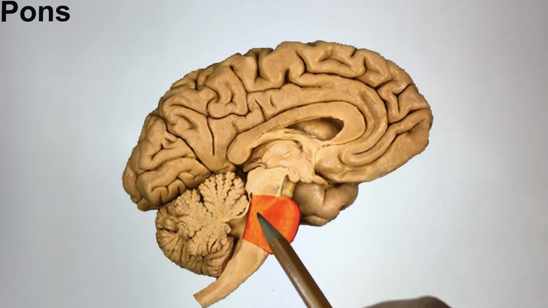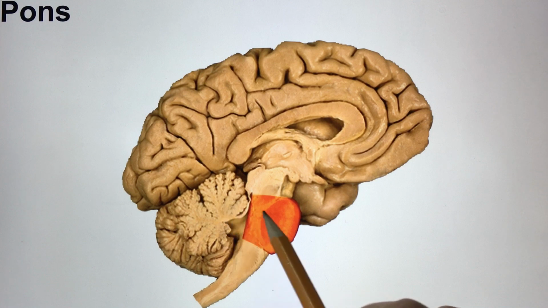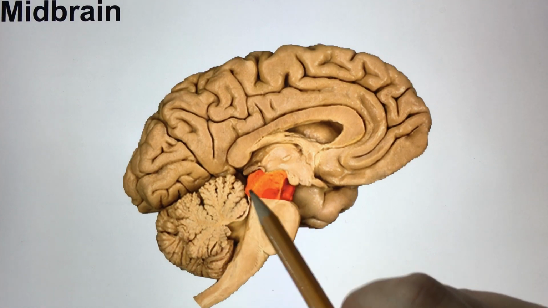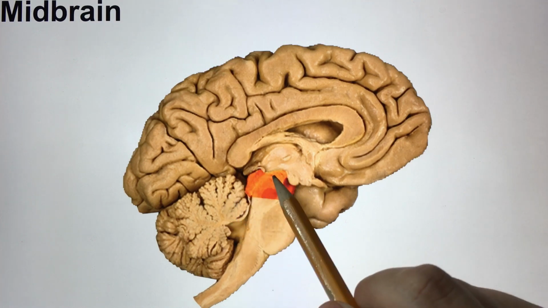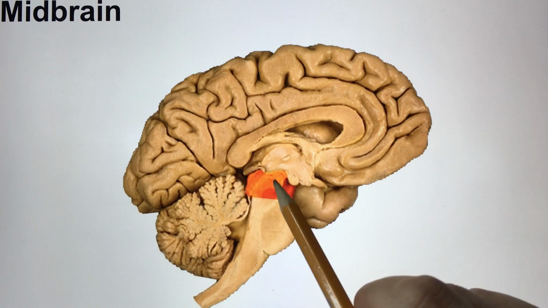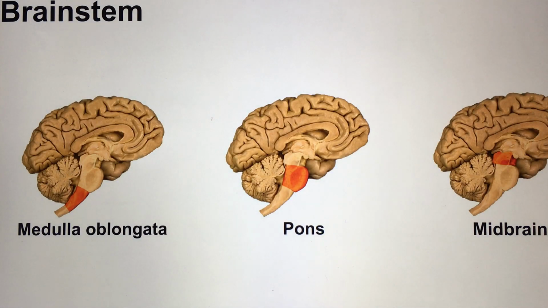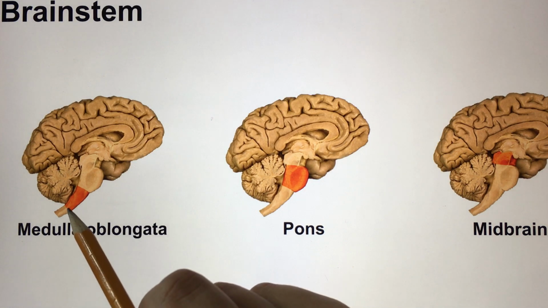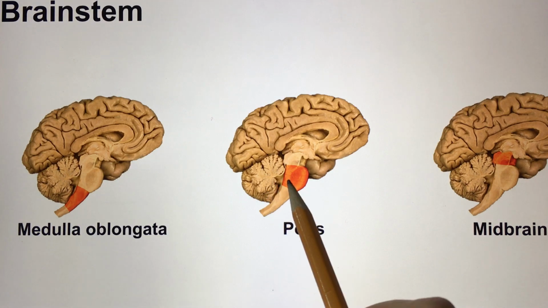The next part is the pons. The pons is located superior to the medulla oblongata and anterior to the cerebellum. And the third part of the brainstem is midbrain. Midbrain is located superior to the pons and anterior to the cerebellum. So the brainstem is made out of three parts: the medulla oblongata, the pons, and the midbrain. So highlighted in orange in each of these pictures.